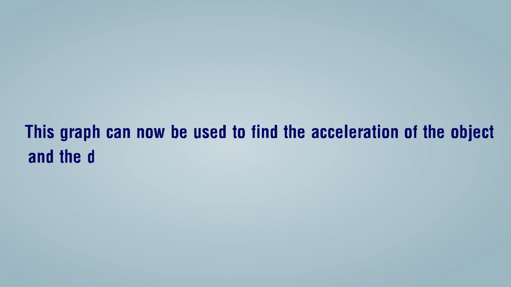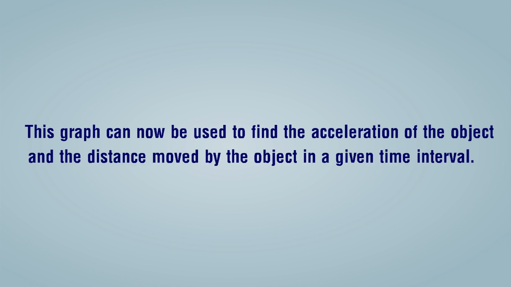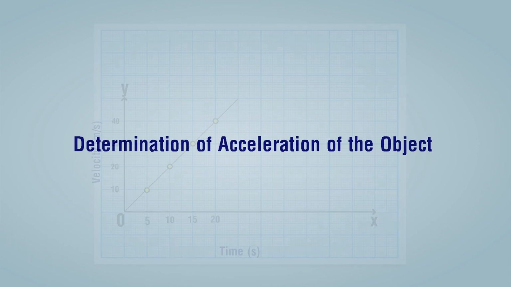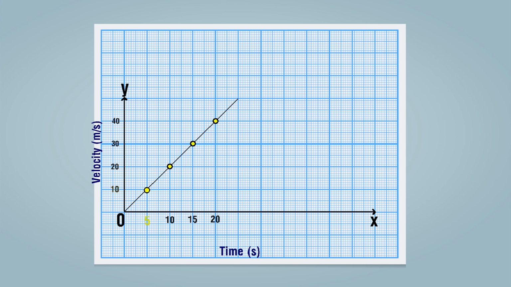This graph can now be used to find the acceleration of the object and the distance moved by the object in a given time interval. A. Determination of acceleration of the object. To determine the acceleration of the car, consider any two points on the straight line graph and find their corresponding velocity v and time t values. It is better to choose the points that correspond to integral values of time and velocity to simplify calculations. Let the selected coordinates be (t1, v1) and (t2, v2).